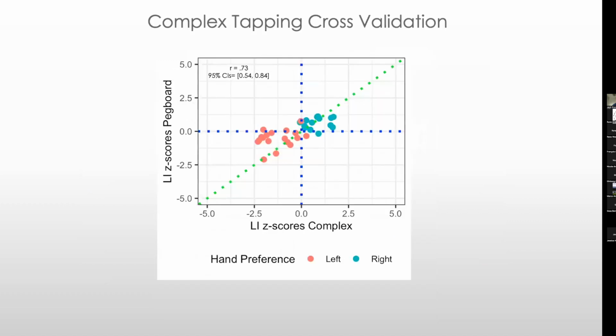And then as a further step to validate the complex tapping task, we correlated LI scores calculated from that task with LI scores calculated from the pegboard task on which it was based. And this correlation came out at 0.73.